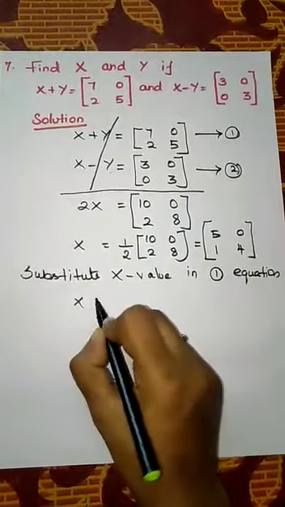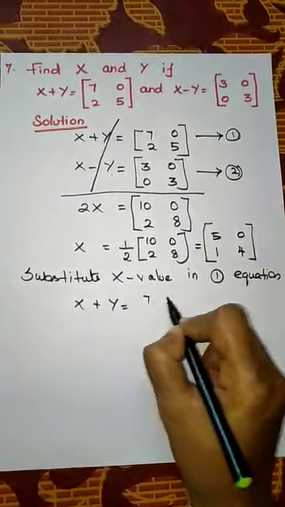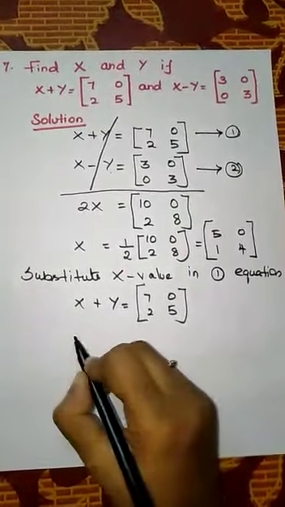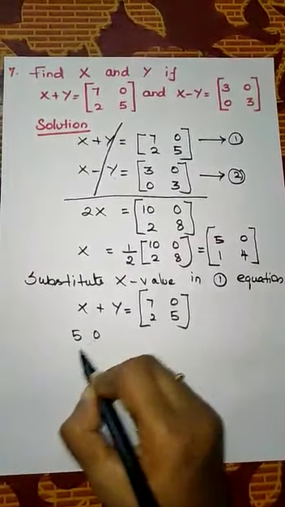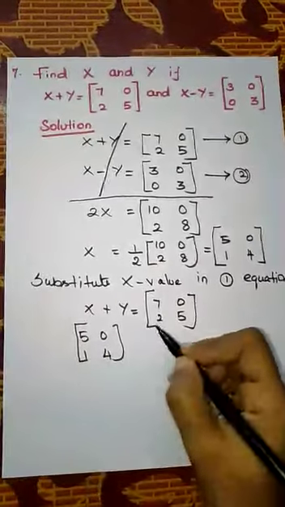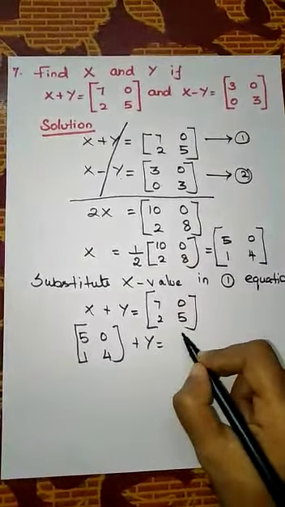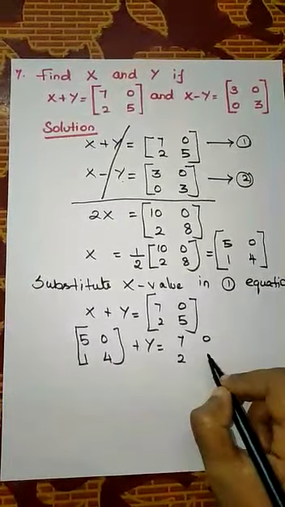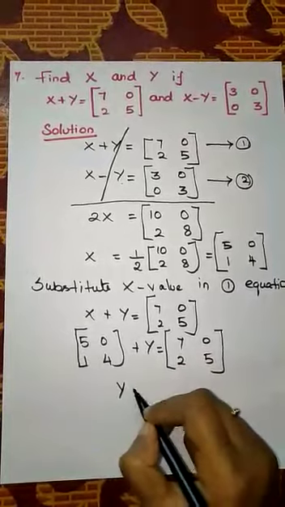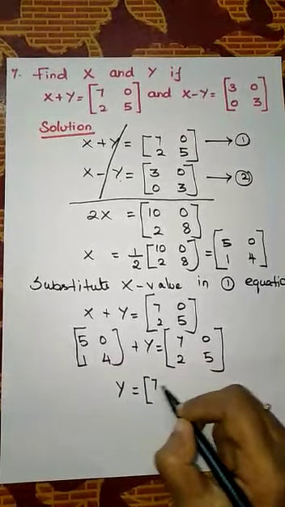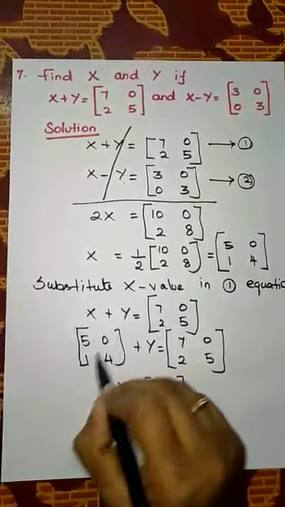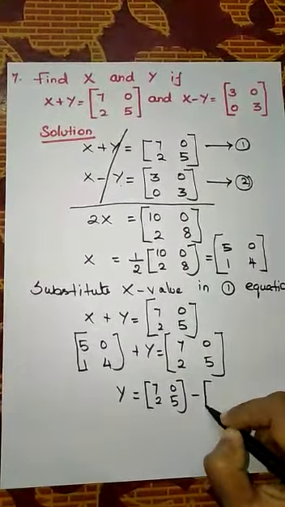So what is our first equation? x plus y is equal to 7025. Substitute the x value. What is our x value? 5014 plus y is equal to 7025. Now interchange the matrices to the RHS. The RHS already has the matrix value 7025. Now the value 5014 also moves to the RHS.